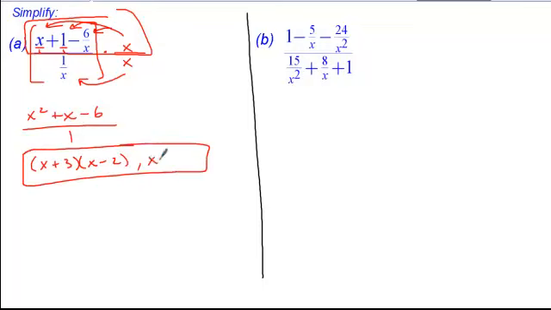Now, if you're going to use this method, you do need to go back to the original form to look for any domain restrictions. So you see here that x can't be 0. That's not apparent in the simplified form, so you'd have to do it independently in this form. But you can see that this is the case where that LCD method of solving works pretty efficiently.